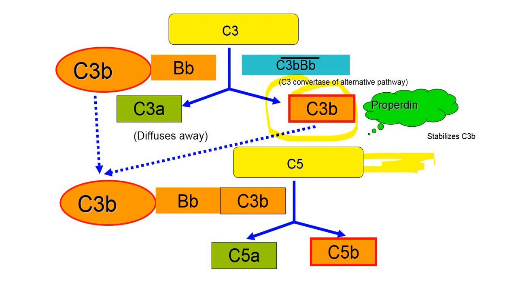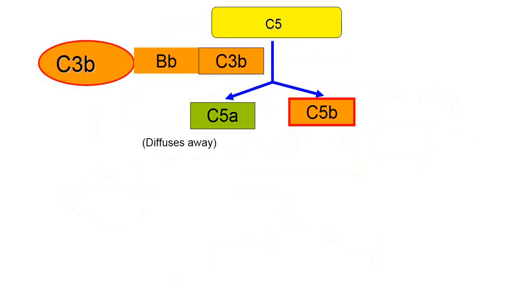It will form two fragments, C5a and C5b. Remember students, C5a is a potent anaphylatoxin, with a very important role in generating the inflammatory response. So C5, under the influence of C3 convertase, will break down into C5a and C5b. C5a, being the smaller fragment, diffuses away, while C5b, being the larger fragment, remains.